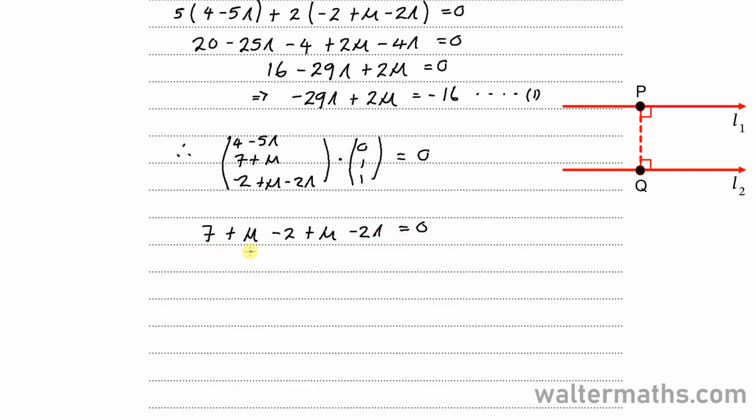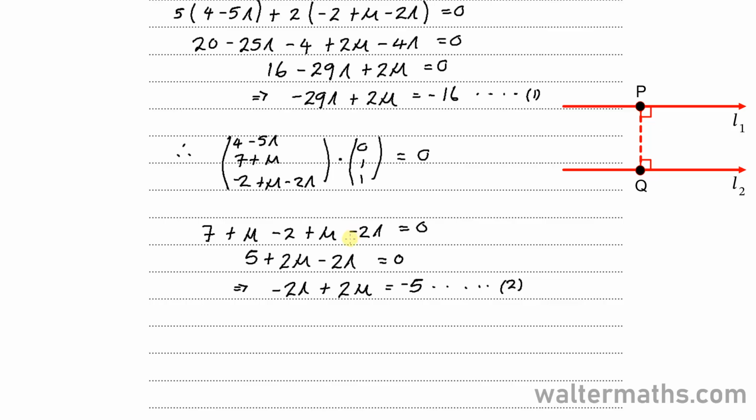So 7 minus 2 is 5, and mu plus mu is 2 mu, and it's minus 2 lambda, and it's equal to 0. So we can write that as minus 2 lambda plus 2 mu is equal to minus 5. And I'm going to call that equation 2. Now we can solve equation 1 and equation 2 simultaneously.